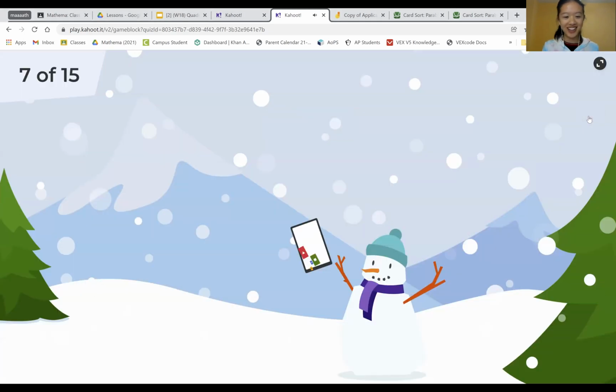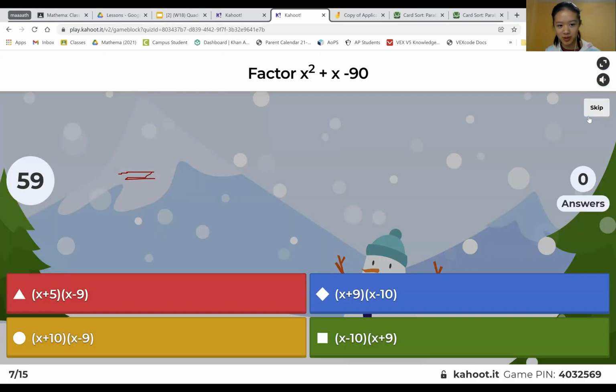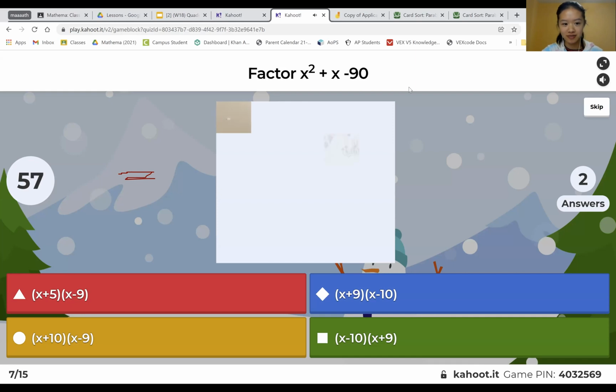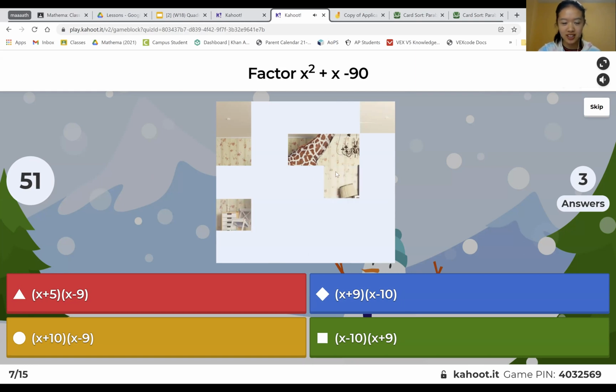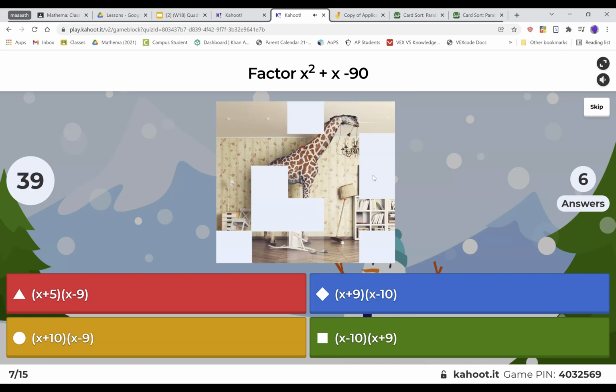Sana was climbing again. Okay, factor x squared plus x minus 90. Oh wow, a giraffe. Oh wait, no, I got it right. I thought the wrong thing, but I still got it right.